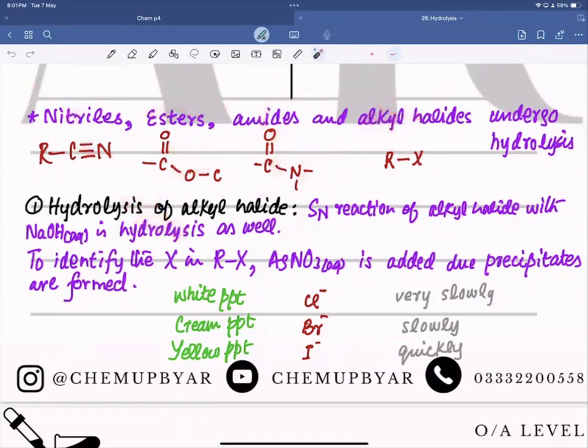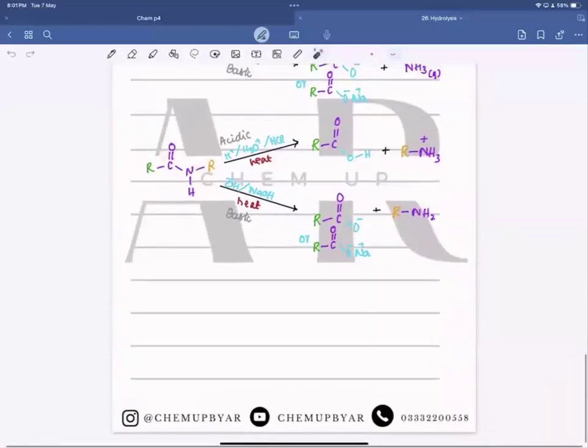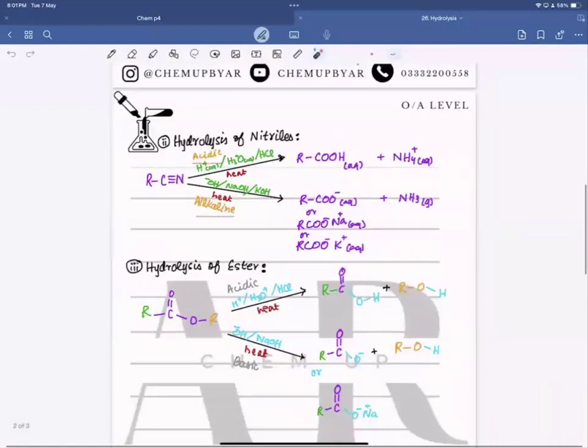So I'll share this note with you guys. You can easily go through the hydrolysis and the few examples, the general reactions showing which bonds are broken. Okay. What do you want to be repeated, Sharia?